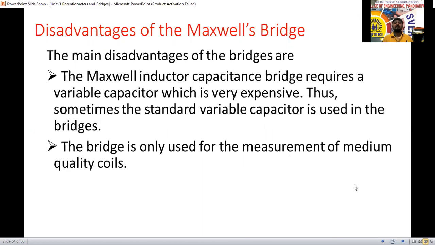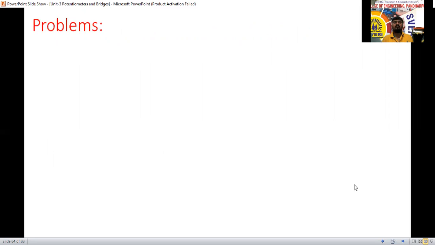It has some disadvantages also. The main disadvantage is that we are using a variable capacitor, which is costly and expensive. Another is that it is used for measurement of medium quality coils only. For higher quality coils, it is not sufficient or accurate. So some problems are there.